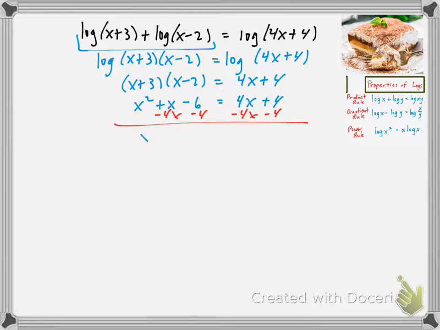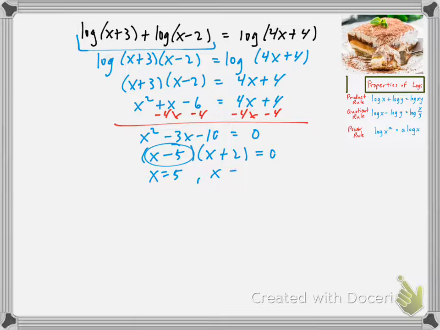x squared minus 3x minus 10. That was not supposed to work out that way. Oh, yeah, it did work out. I don't know what I was just thinking. Because this factors: x minus 5 times x plus 2 equals 0. So for this first factor, x minus 5 equaling 0, x has to equal 5. Over here, x has to equal negative 2.